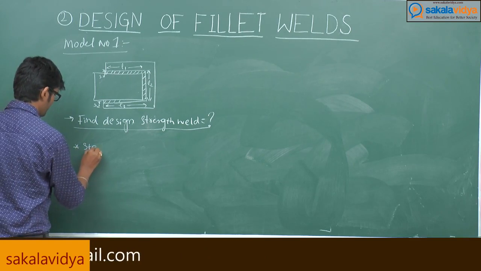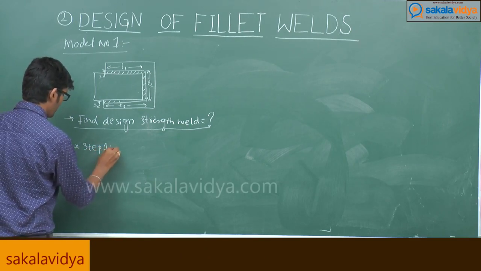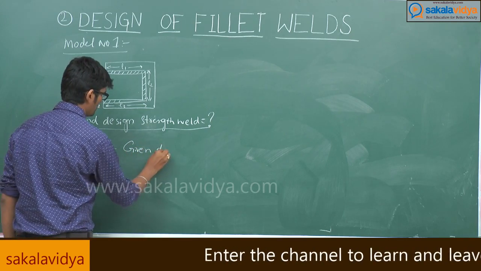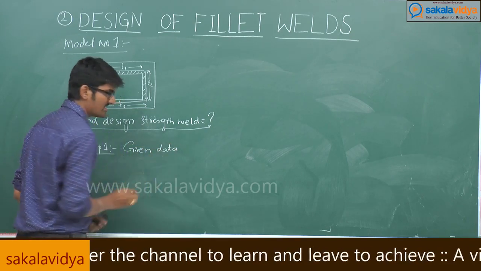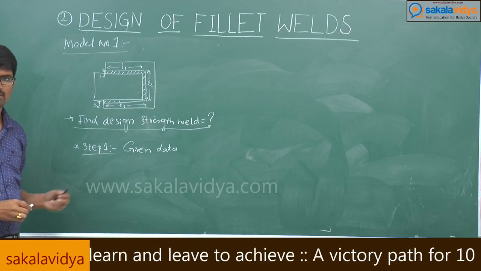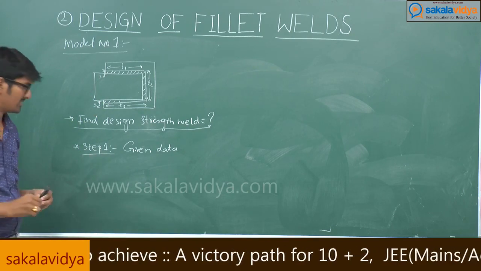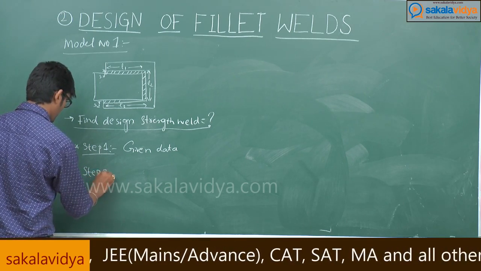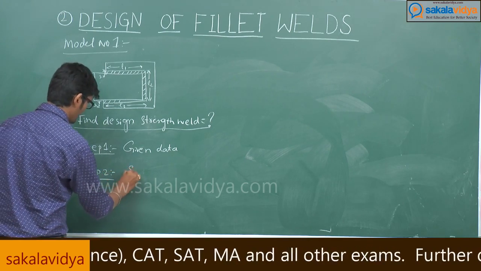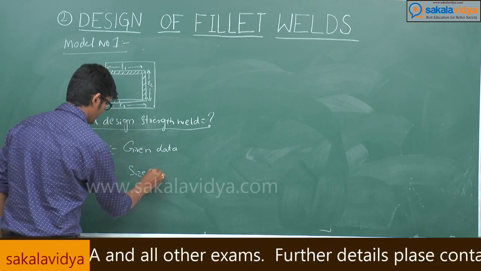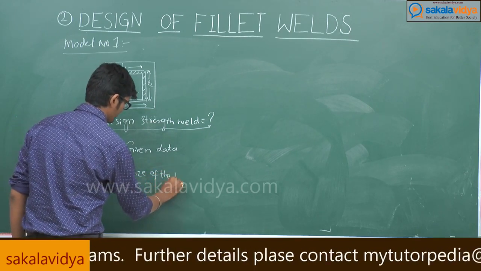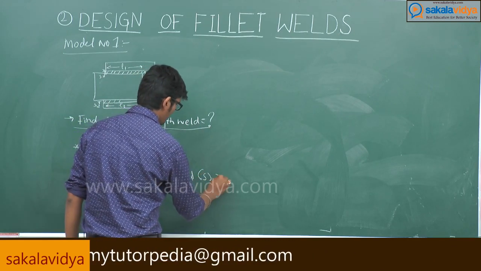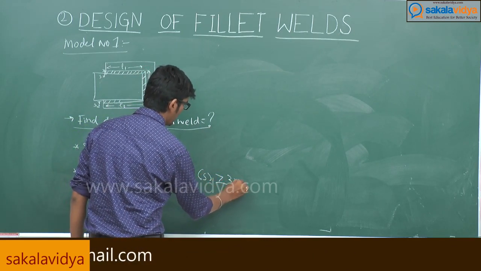Step 1, we have to write the given data. We have to write all the stuff that is given in the question. Step 2, the size of the weld, denoted with S, must be greater than or equal to 3 mm.